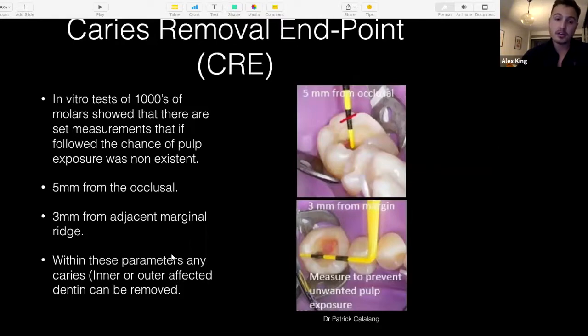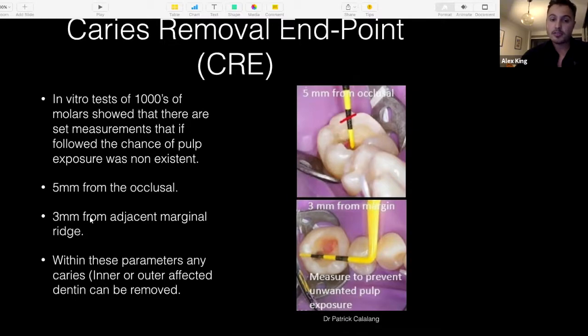The measurements are: if you measure with a BP probe, the top of the black band, or a Williams probe, 5 millimeters from the occlusal, any caries below 5 millimeters from the occlusal, you leave. It doesn't matter if it's affected or infected caries. If it's soft, leave it, because you're going to seal it in, you're at least bonding to it, and you're not going to expose the pulp.